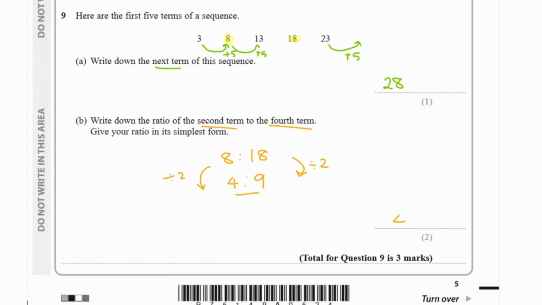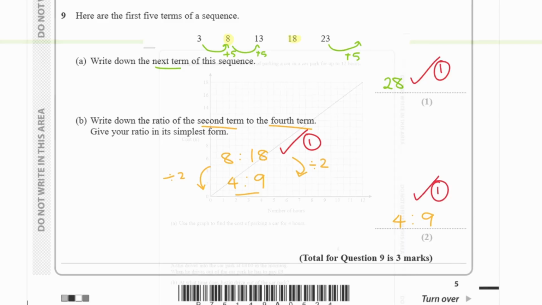Part A was a 1-mark question which would be given for writing a correct answer of 28. Part B was a 2-mark question. So the first mark would be given for writing the correct ratio of 8 to 18, and the second mark would be given for simplifying the ratio correctly and writing 4 to 9.